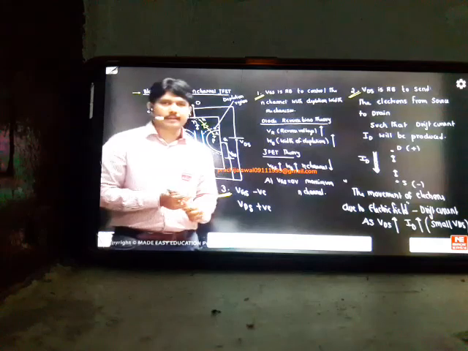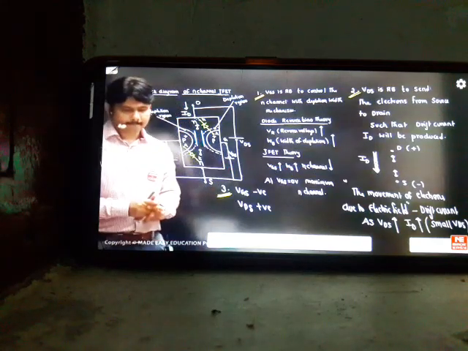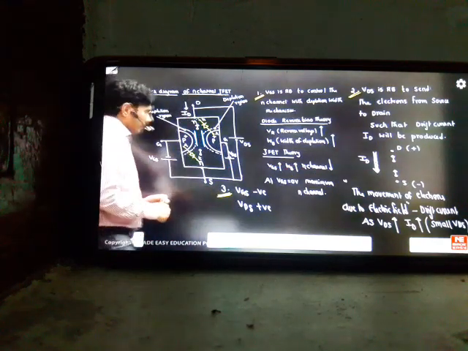Pooja, yes, VGS can affect the drain current. I'll explain in the next step. Don't worry. So let us move to the block diagram of P channel now.